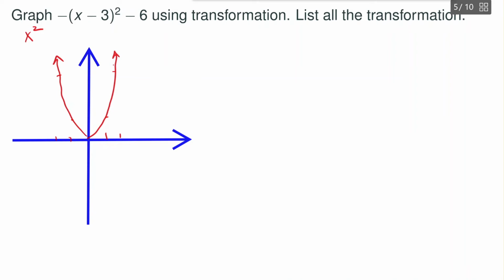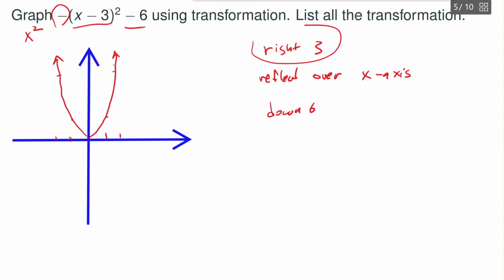Right? Now let's list all the transformations first. Okay, so let's look at the inside first. Minus 3 means right 3 units. And the negative here means reflection. Reflect over the x-axis. And negative 6 means down 6. So these are all the transformations.